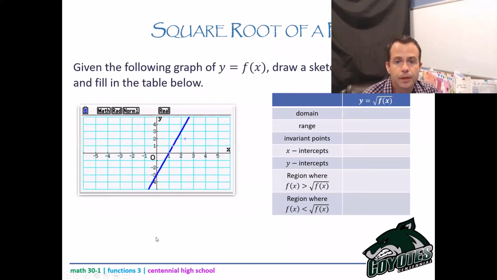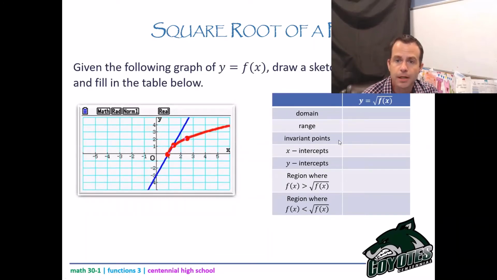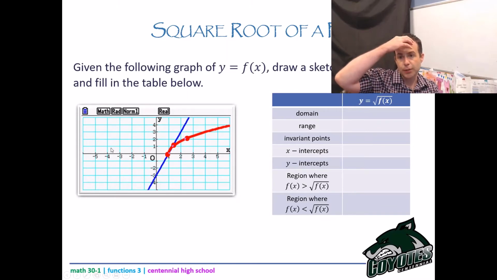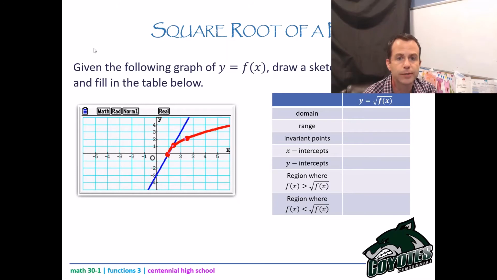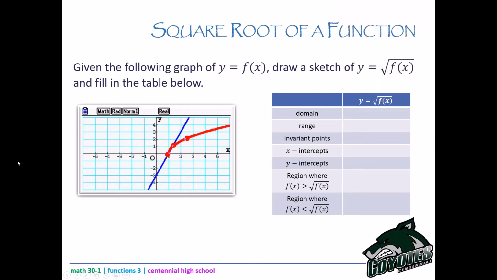So this is what the graph should look like, okay? Now, the domain, the range, the invariant points, we're gonna fill in the table. I guess it's directly below me right now. My big old head might be in the way. Let me just take my head off for a sec, just so you can see the full table, if you need to see the full table.